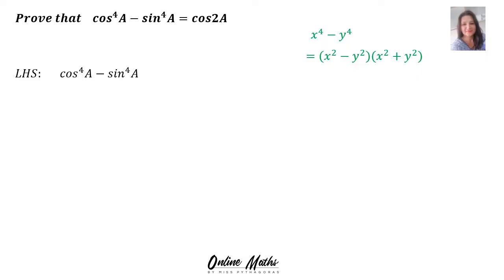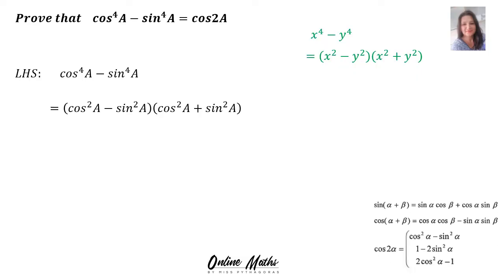Now let's do that in trigonometry. On the left hand side, we can factorize and we end with, in a bracket, cos squared a minus sin squared a, and cos squared a plus sin squared a. There's the formula sheet, and I want to zoom in on this one. Cos squared alpha minus sin squared alpha is the double angle for cos 2 alpha. So when you go back to your first bracket, can you see it's the double angle? So we can write that as cos 2a.